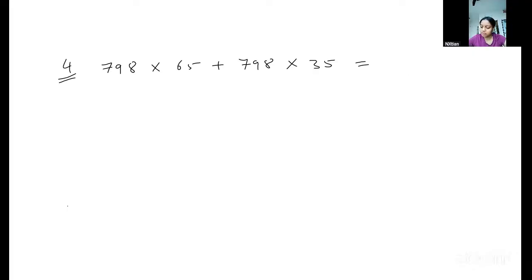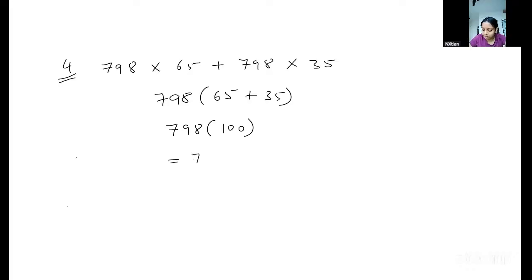So this is how to show the working: 798 into 65 plus 798 into 35. We take 798 common. This was the working you were supposed to show. But ma'am, my working is there in the rough column, 65 plus 35. Okay, I'll check it out, Abraham, and see if it is there. So this was the working that I was expecting you all to show.